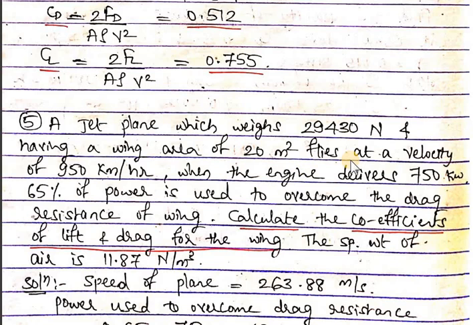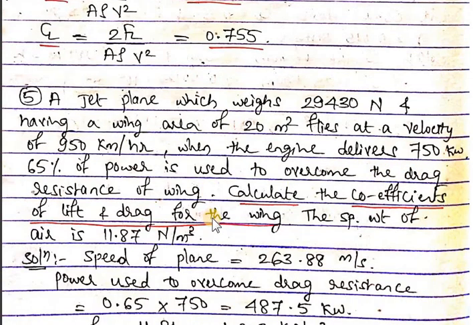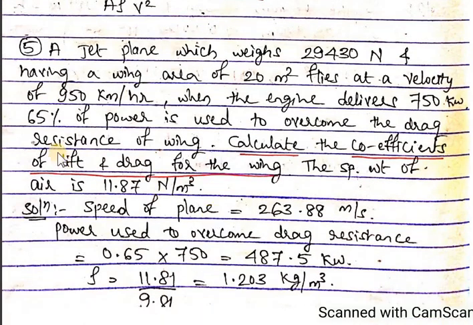So wing area is 20 meters square, which is in contact with more amount of air, and it flies at a velocity of 950 km per hour. This you can convert. The engine delivers 750 kilowatts, so now power is given. 65% of this power is used to overcome the drag resistance of the wing. Okay, so it is related with the drag force, which is the 65%.